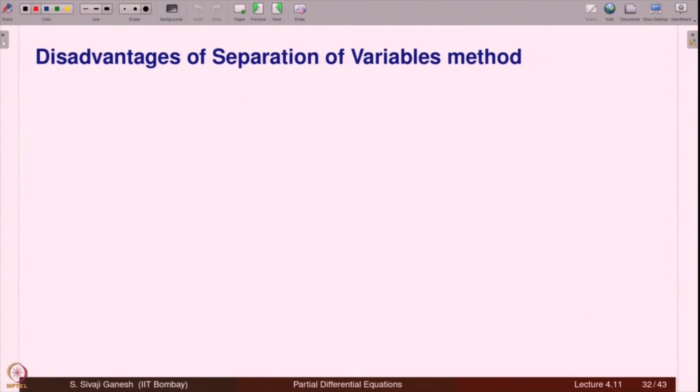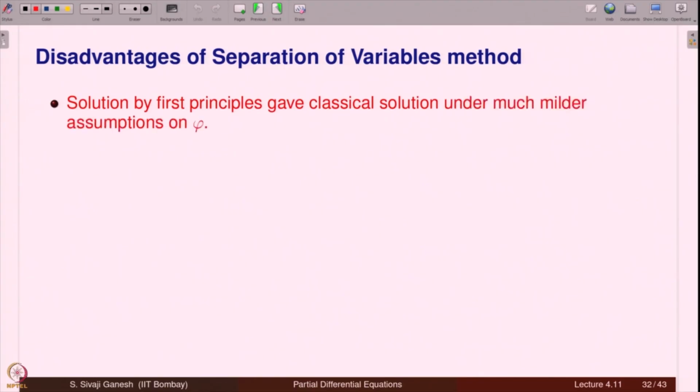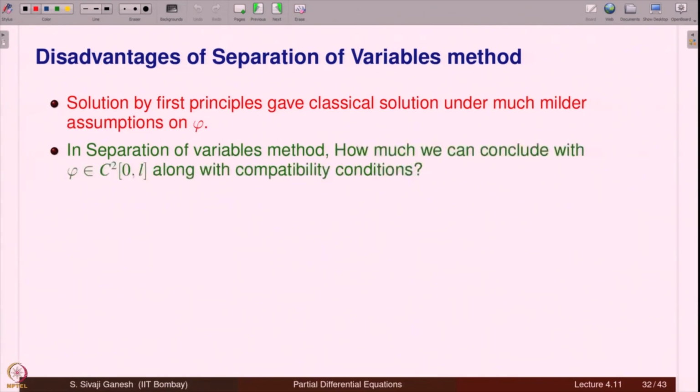Let us see a few disadvantages of the separation of variables method. Solution by first principles gave a classical solution under much milder assumptions on phi. In the separation of variables method, how much can we really conclude with the assumption that phi is in C2? As you have seen in the proof, we needed n square mod Bn to be less than or equal to 1 by n square, so that the series for second order derivatives converges.